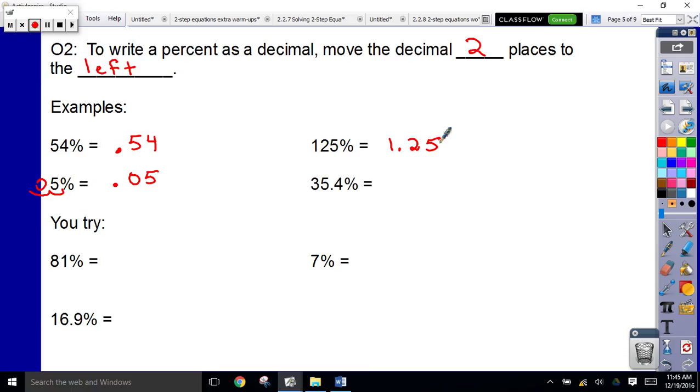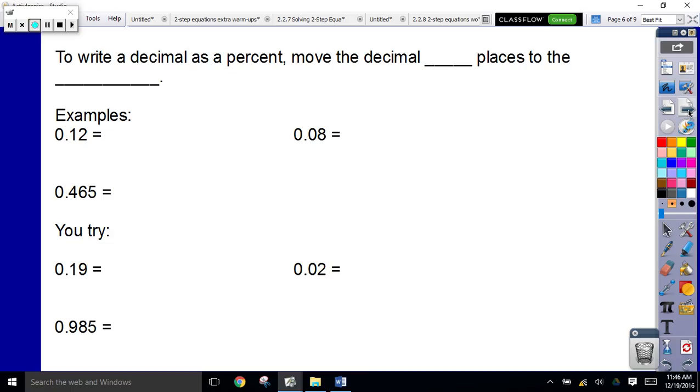Brian? 0.354. Good, 0.354. So we're still just moving that decimal place. So we had a decimal as the original percent. We still have a decimal, but it looks different. Okay, let's go on to the next part.